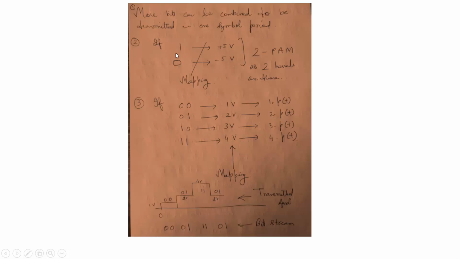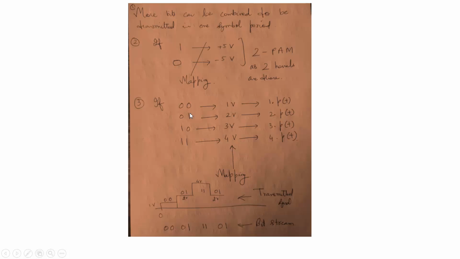Earlier I was using 1 with plus 5 volt, 0 with minus 5 volt. So this is known as 2-PAM. Because how many levels are there? Two levels are there, either plus 5 volt or minus 5 volt. So it is 2-PAM, or two levels. This is of course known as mapping.